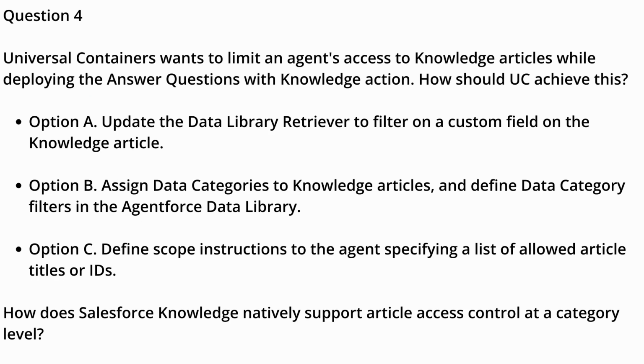Question 4. Universal Containers wants to limit an agent's access to knowledge articles while deploying the answer questions with knowledge action. How should UC achieve this? Option A. Update the data library retriever to filter on a custom field on the knowledge article. Option B. Assign data categories to knowledge articles and define data category filters in the Agentforce data library. Option C. Define scope instructions to the agent specifying a list of allowed article titles or IDs. How does Salesforce Knowledge natively support article access control at a category level?